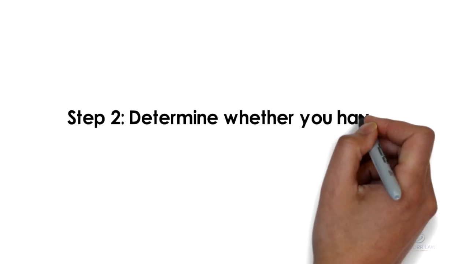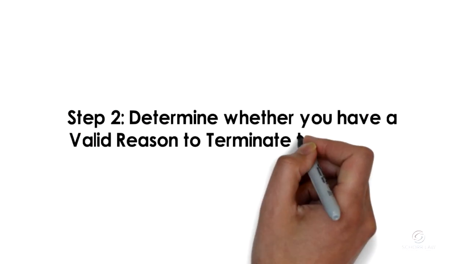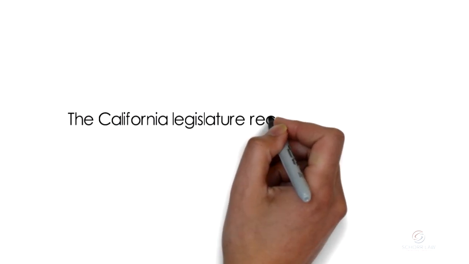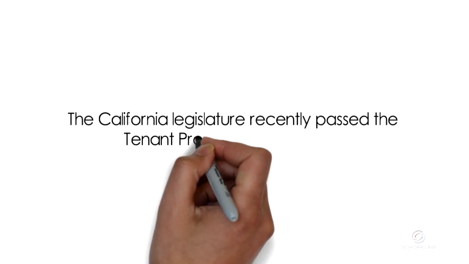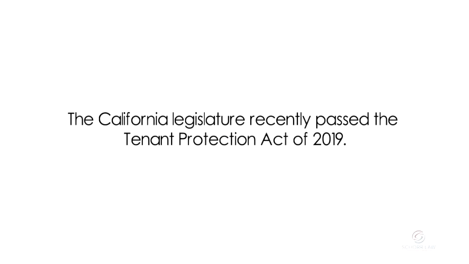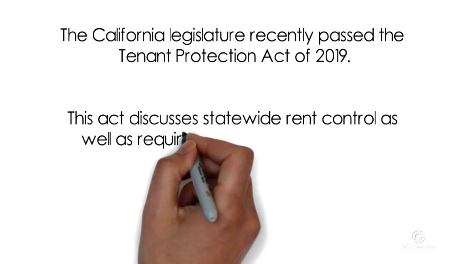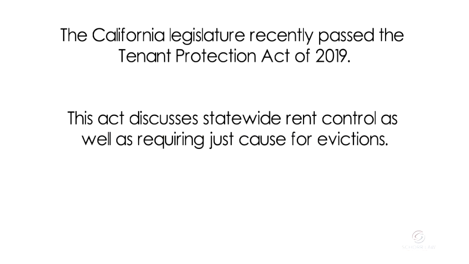Step 2. Determine whether you have a valid reason to terminate the tenancy. Recently, the California legislature passed the Tenant Protection Act of 2019. This act discusses statewide rent control as well as requiring just cause for evictions.